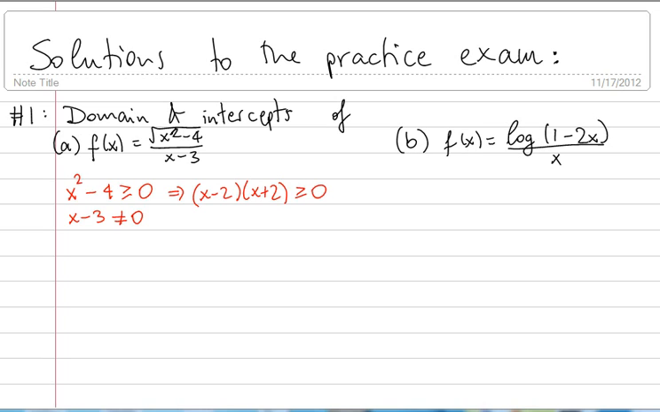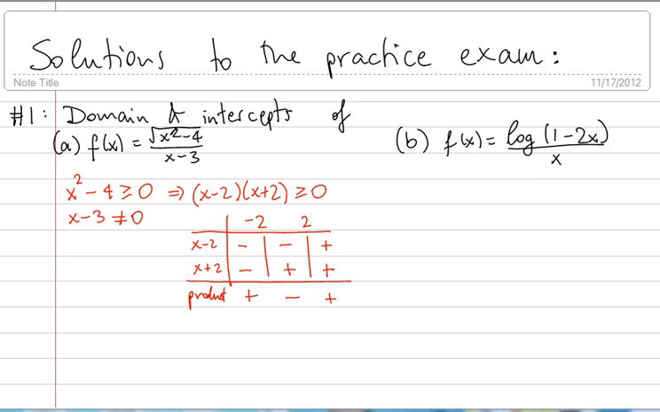So we do a little table of signs. Zeros of x minus 2 times x plus 2 are negative 2 and positive 2. So these two factors become negative, negative, then change the sign at 2, it becomes positive. X plus 2 is negative, changes sign at negative 2, becomes positive, positive, and then the product is positive, negative, positive, and we want where it's positive, so we want these two intervals. So the solution of this inequality is from negative infinity to negative 2 included, union from 2 to positive infinity.